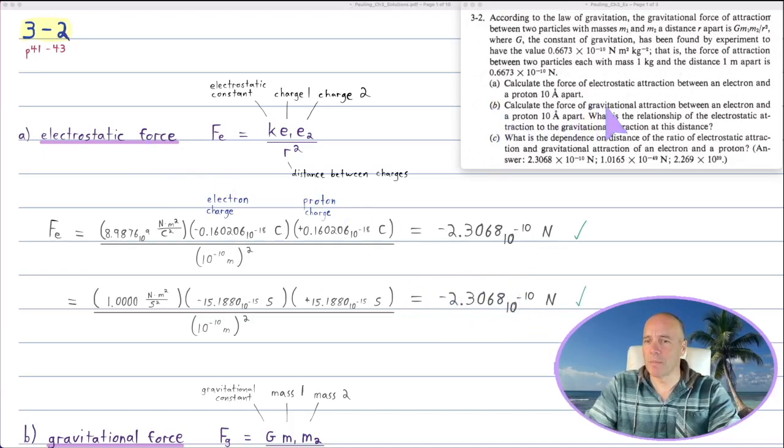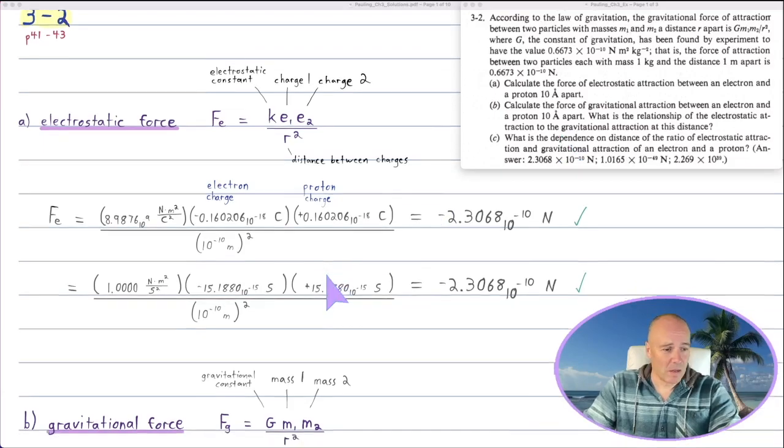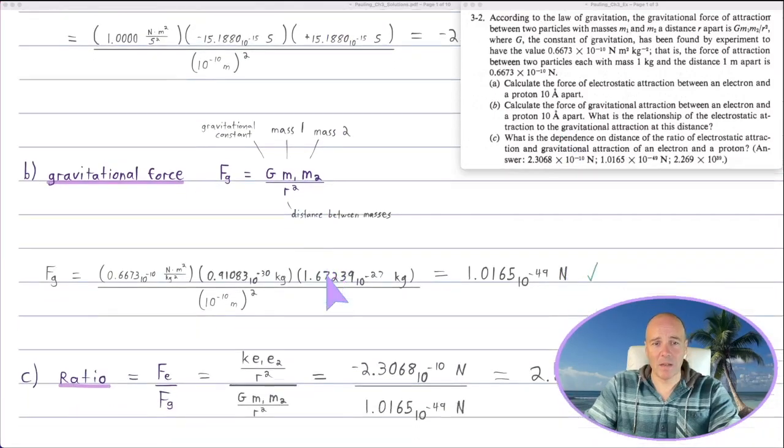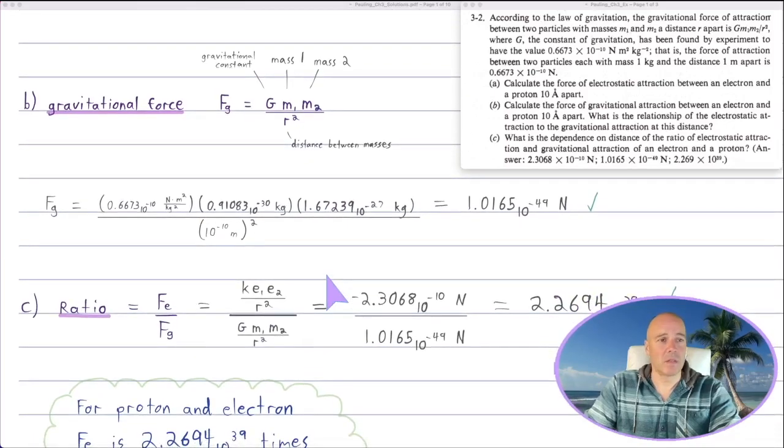Part B is similar, but it has us calculate the gravitational force of attraction, so we'll use that equation. Let's scroll down to part B. Here it is. The force of gravitation is G, the gravitational constant, times m1 times m2 over r squared. And you'll find the gravitational constant as well as the two masses of the electron and proton, all in Appendix 2 again. And so you'll see the units canceling.